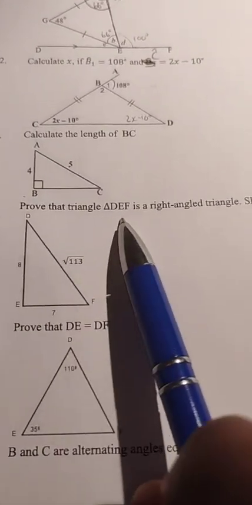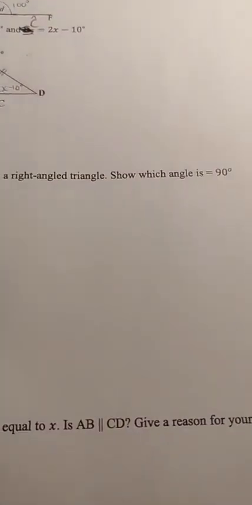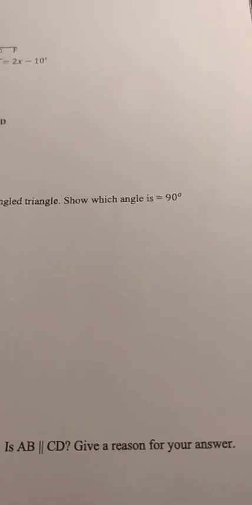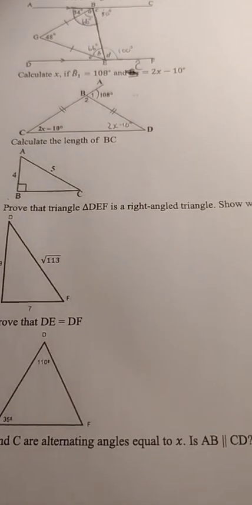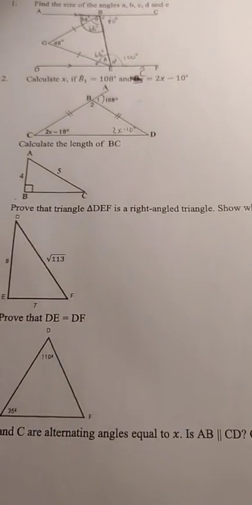Question 4. Prove that triangle DEF is a right angled triangle. Show which angle is 90.